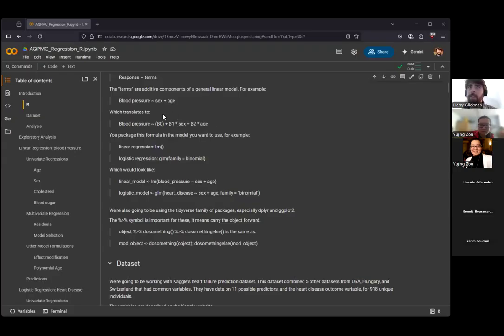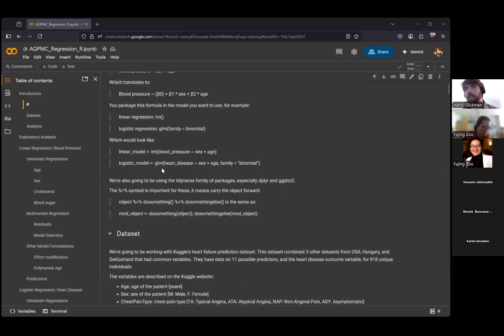And then you just package this formula in whatever model you want to use. If you're doing linear regression, you use the LM function, and I'll show you all this in a second. If you're doing logistic regression, you use the GLM function, and you tell it to use a binomial link. Again, we'll go through all this, but you make a linear model using the LM function with your formula, and a logistic model with the GLM function with your formula. So it's quite simple to make models very quickly.